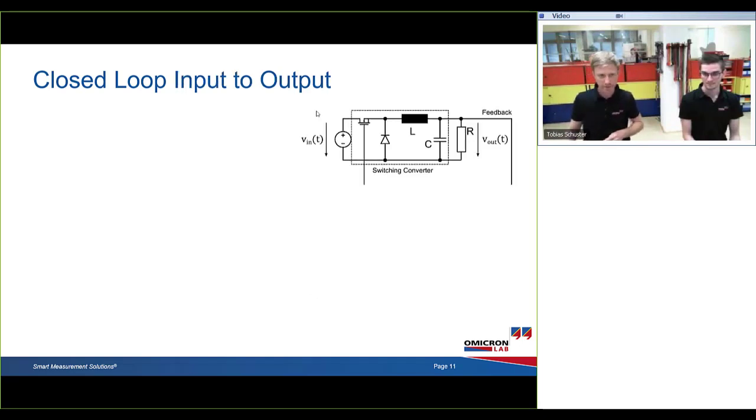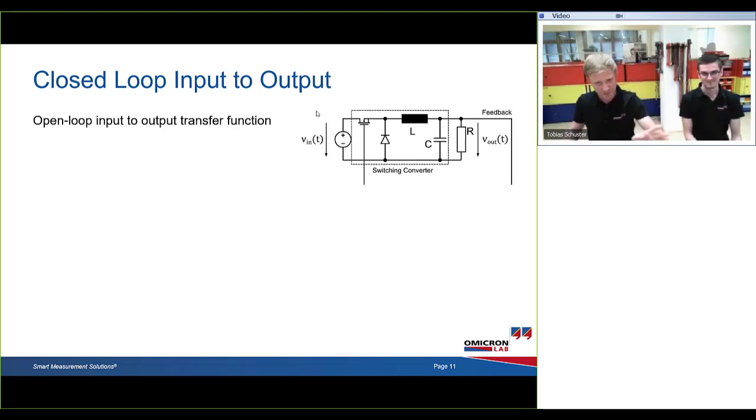The next transfer function is the closed loop input to output transfer function. So that's again the picture from open loop, so I messed up the pictures. So you can think of the compensator there. And here it says, there will be an animation that covers it, I think.